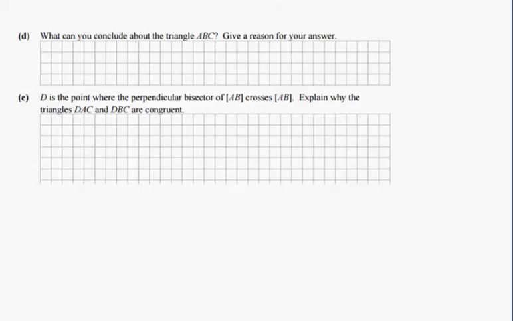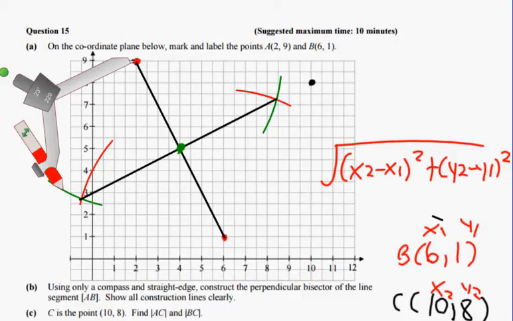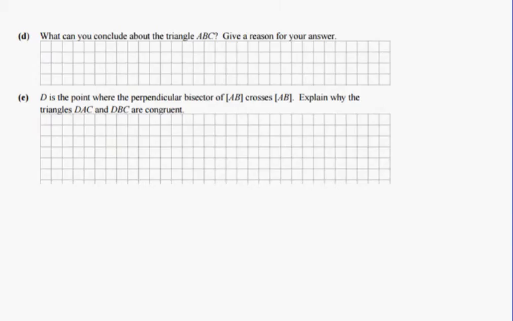What can you conclude about triangle ABC? It's not equilateral, but it's isosceles, because the two green lines have the same length. Isosceles triangle. And why is it isosceles? Two sides are the same length.